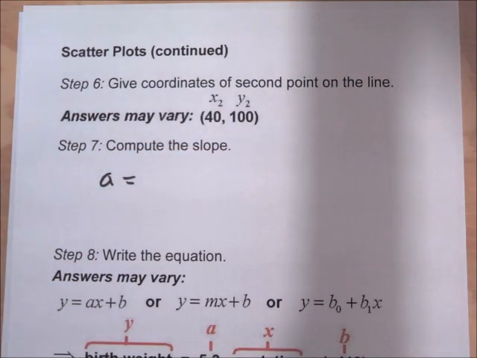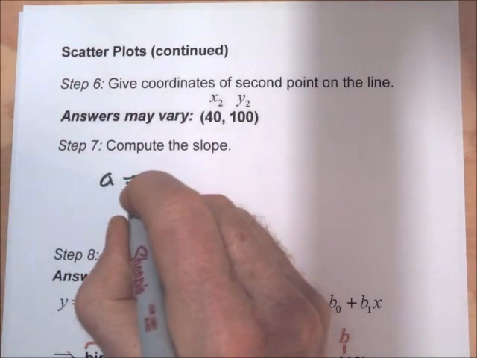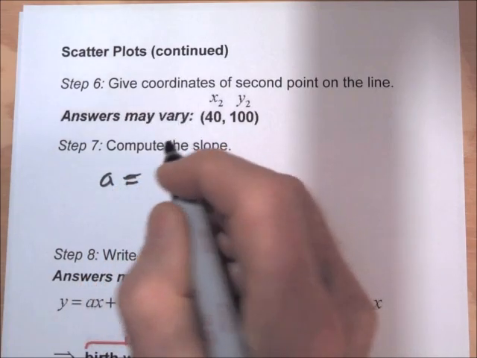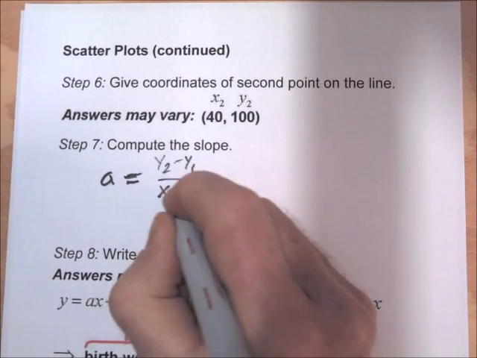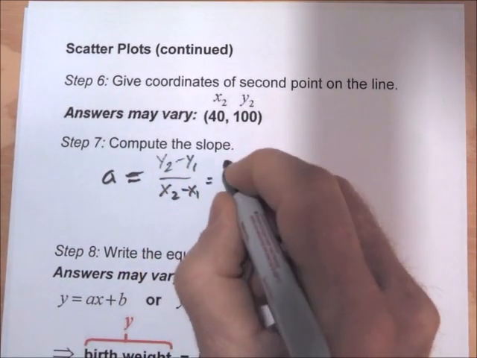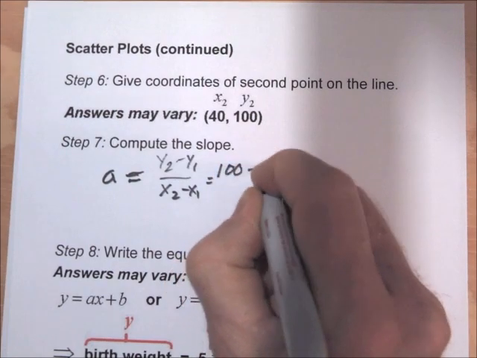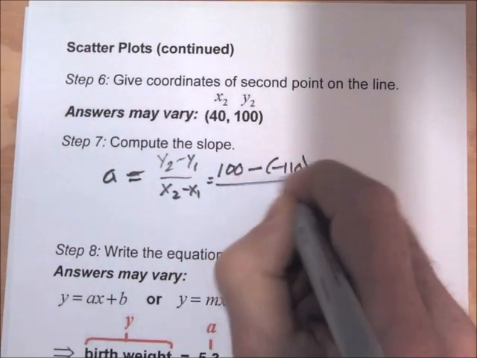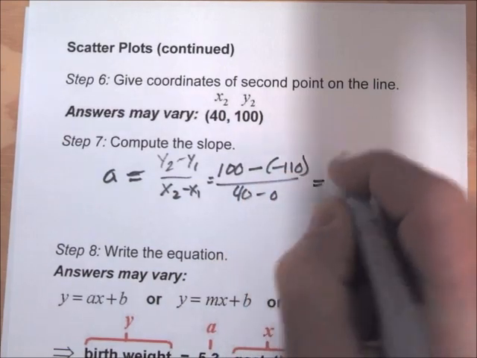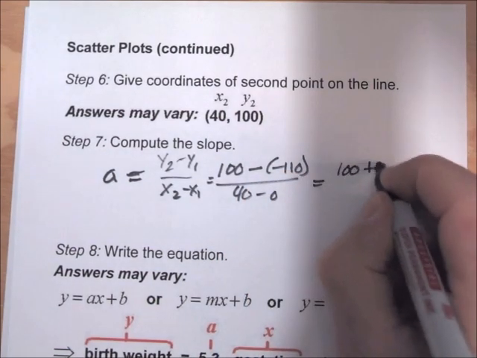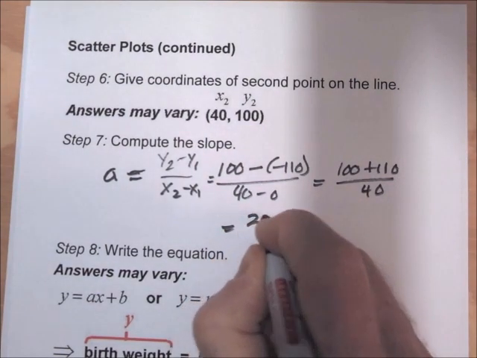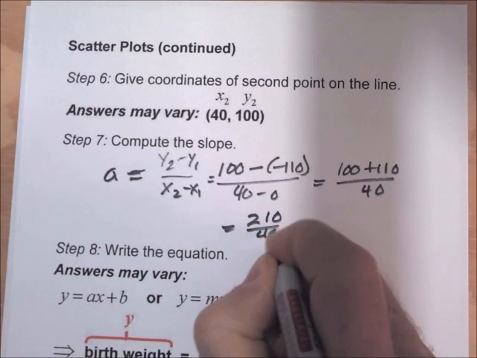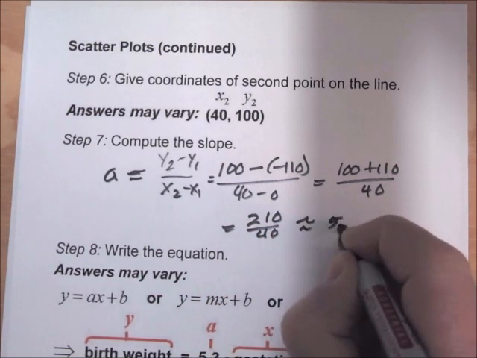So we can use the letter a or m or b1 for the slope. I'll use the letter a. I like the letter a. Our calculator uses the letter a. So it's (y2 minus y1) over (x2 minus x1). So it's going to be 100 minus -110, divided by 40 minus 0. Well, a double negative is positive, so it's 100 plus 110 divided by 40. 40 minus 0 is 40. 210 divided by 40 is approximately 5.3.